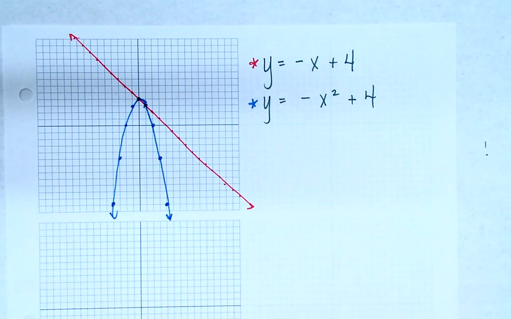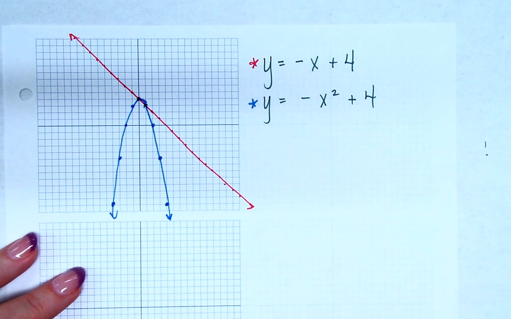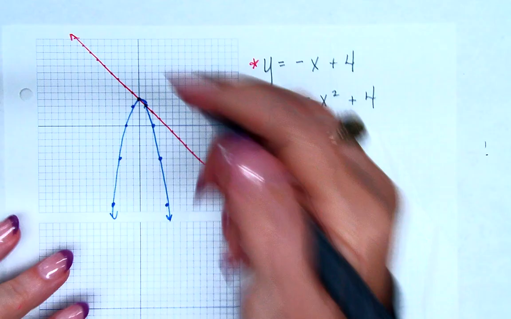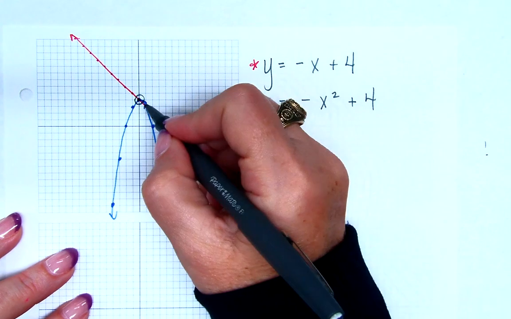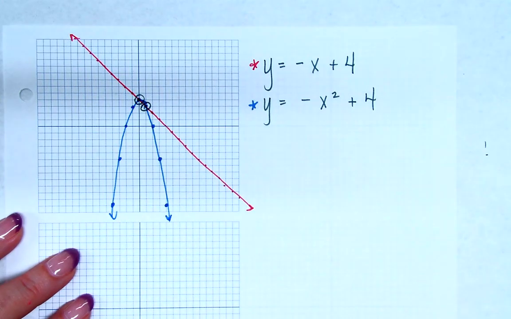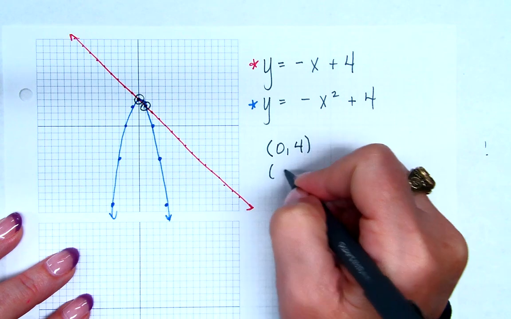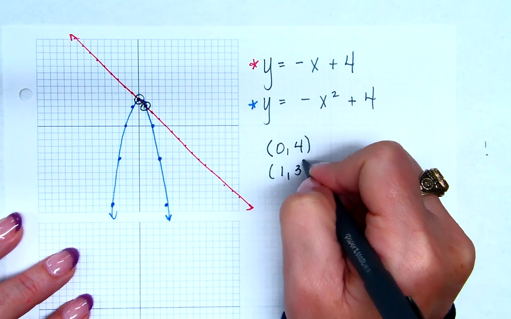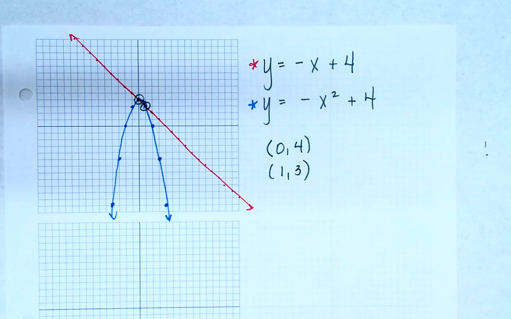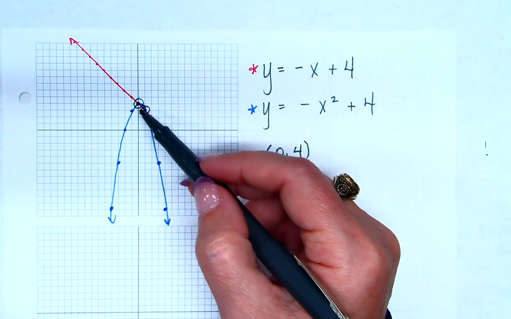So how many solutions do I have? I have one right there, and one right there, right? I have a solution at 0, 4, and I have a solution at 1, 3. And how did I find those solutions? Yeah, I looked with my eyeballs, right? Where did these two cross each other? Right there and right there.